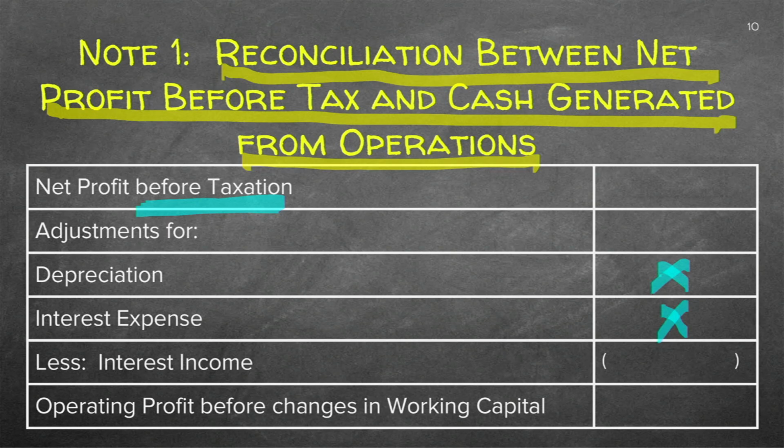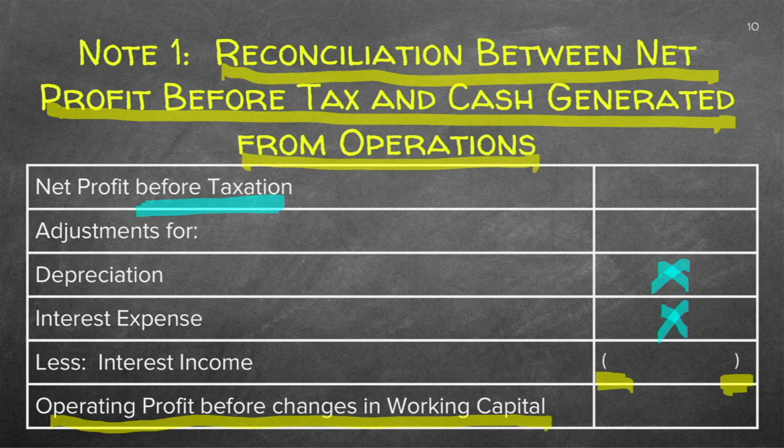However, we now have our interest income. In the income statement, it appears that we added it. So to cancel the income, which we didn't actually receive because it was capitalized, can you see I have got it in brackets over here? So I'm going to subtract the interest income. And when I take these amounts and I add and subtract, I will now get the operating profit before changes in working capital.